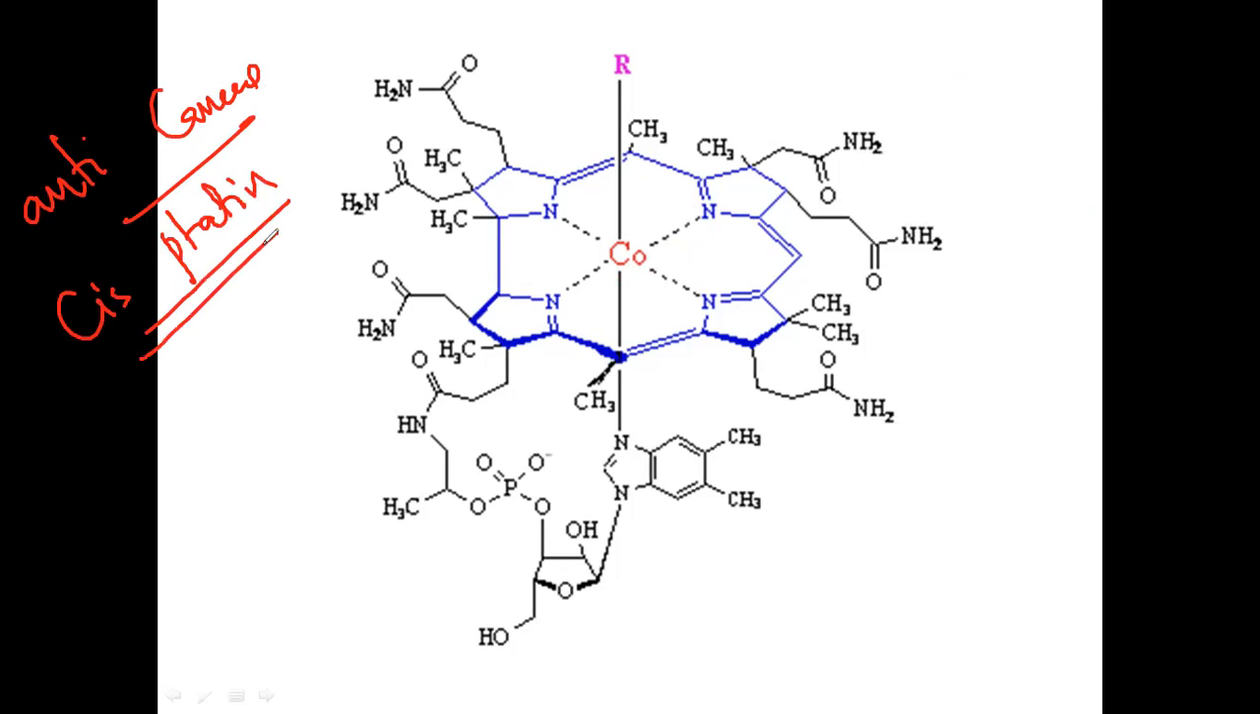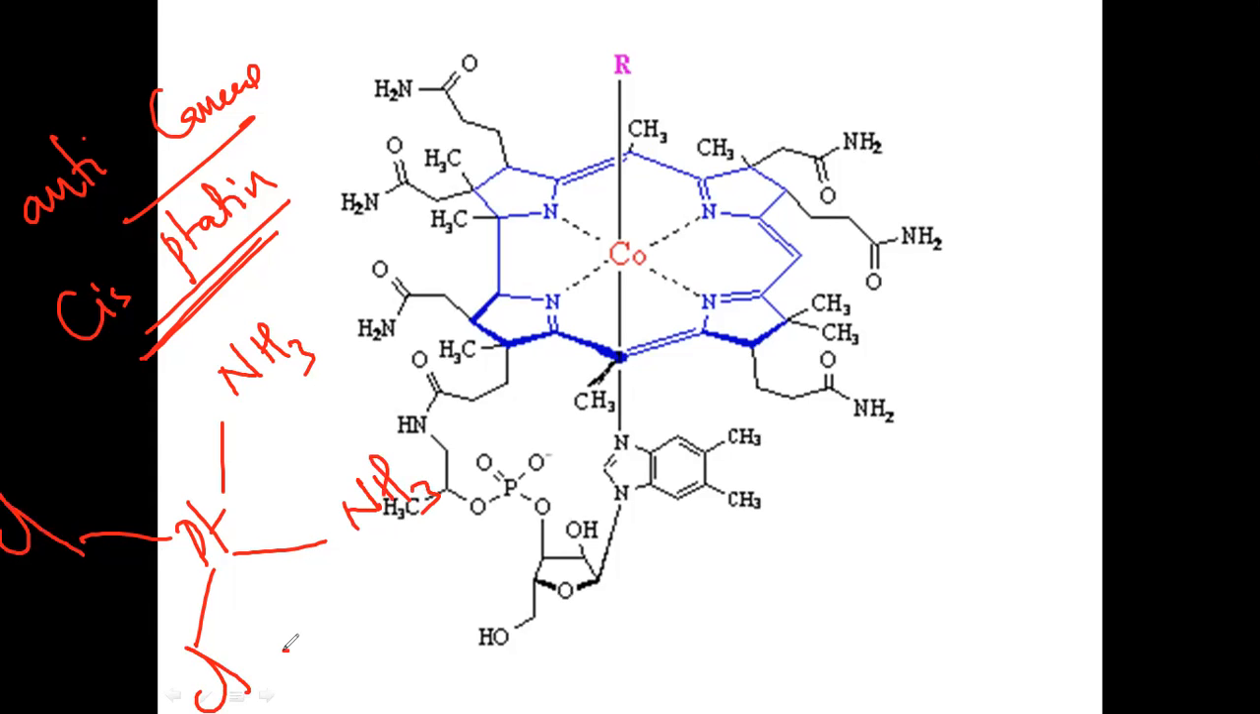Cisplatin. కొన్ని ఎంట్రన్స్ ఎగ్జామ్స్ లో కూడా వస్తాయి నాన్న ఇది. So that is platinum which is coordinated with NH3, NH3, chlorine and chlorine. So this is called cisplatin. This is one of the anti-cancerous drugs which is used in medicine.